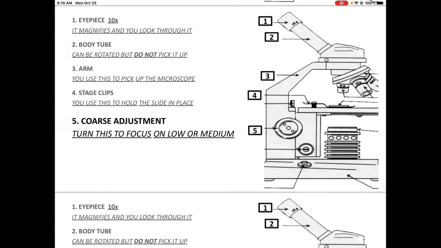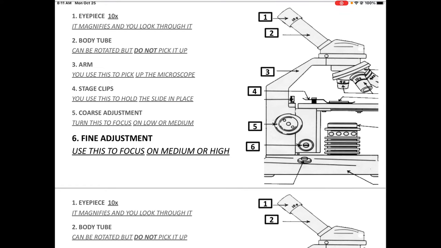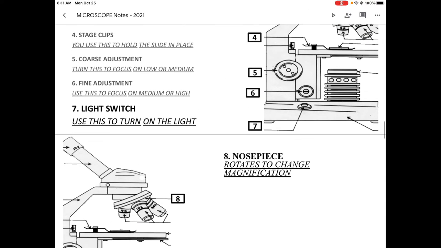Then we have the coarse adjustment, the big knob. Most microscopes have two knobs. The big knob is for focusing when you're on low or medium power, and that'll make sense in a little bit. If you crank the big knob, everything gets really blurry, so you don't need to do big turns on the big knob. The little knob is the fine adjustment for focusing on medium or high power, and it does a much better job. Most of the microscopes have a light switch. If you can't see anything, I highly suggest making sure the light is on.